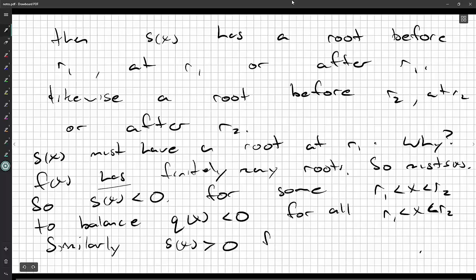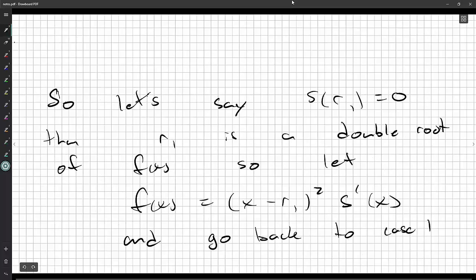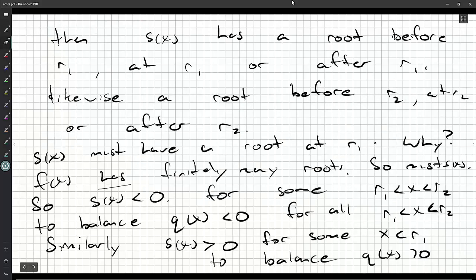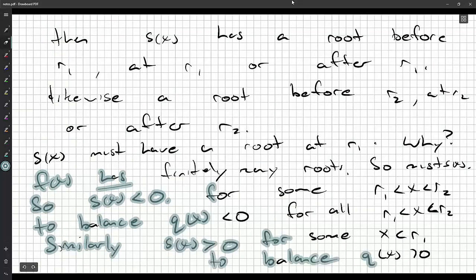Similarly, S of x has to be positive for some x before R1 to balance Q of x, which is positive before R1 and after R2. Okay. Actually, this might be a better argument, and something that I might not have to cram in as much. I'm definitely writing small because I only give myself so much room to rewrite.